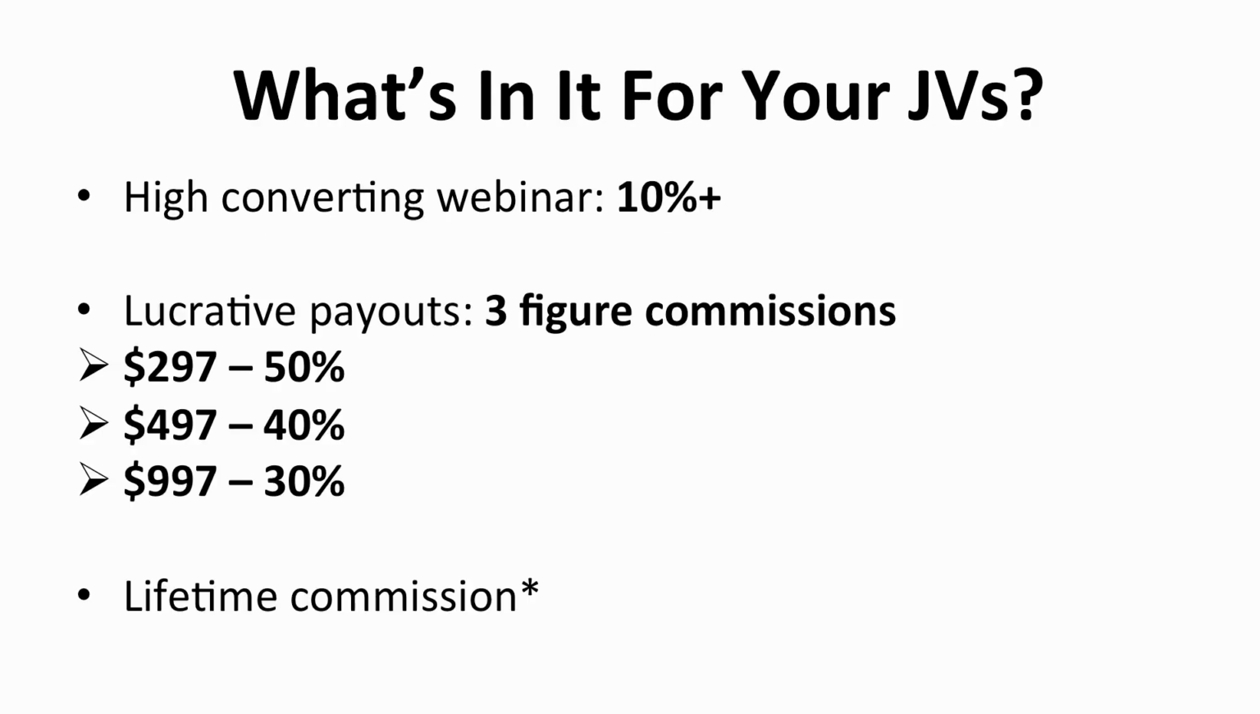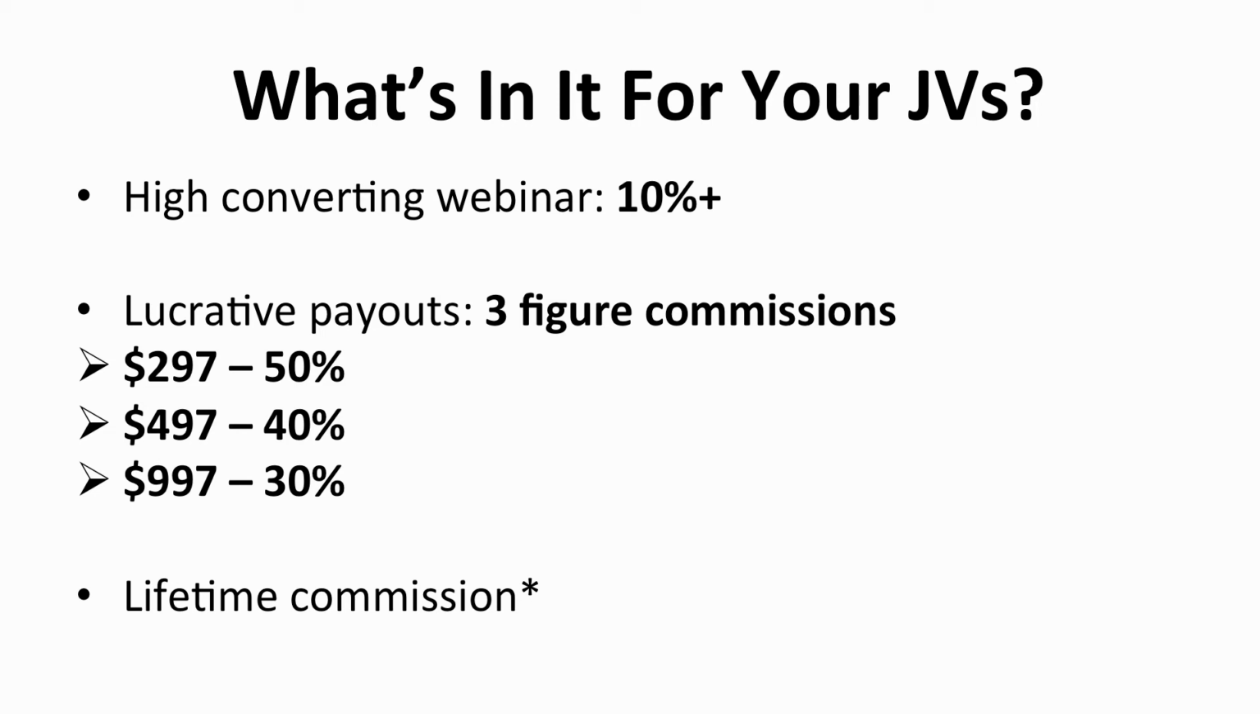Your offers are the first thing JVs are looking for. The most direct way is to show them the numbers. Let them speak for you. High-converting webinars at the rate of 10% or more would be a good proof of your credibility as well. Rock-solid products always attract JVs. Lucrative payouts with 3-figure commissions.